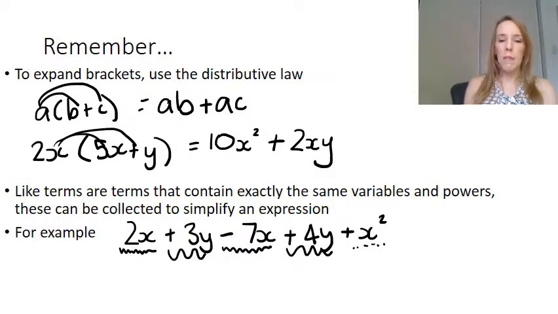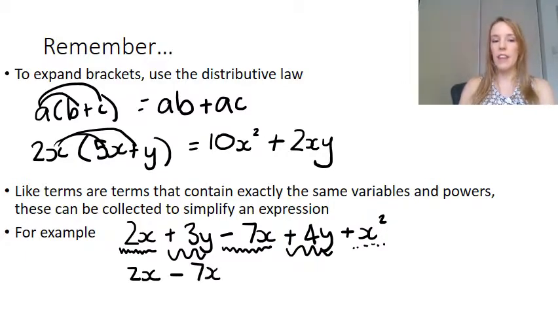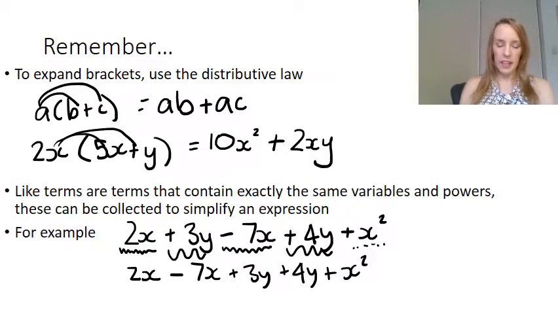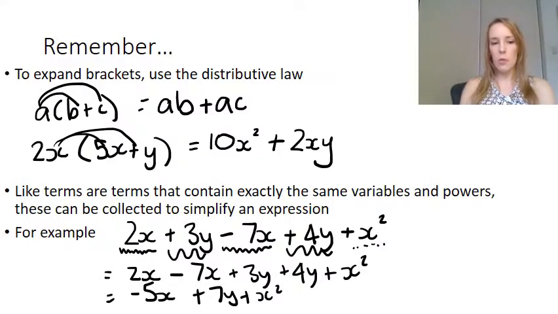So when you're simplifying, remember, you'd rewrite it and you move the sign with the symbol. So for instance, you take that subtraction sign in front of the 7x and move it with the 7x. Plus 3y plus 4y plus x squared. So 2x takes 7x will give us negative 5x plus 7y plus x squared. And we would keep our equal signs as we work down the page. So remember, that's just jogging your memory on adding and subtracting like terms, because you'll need that for this video.